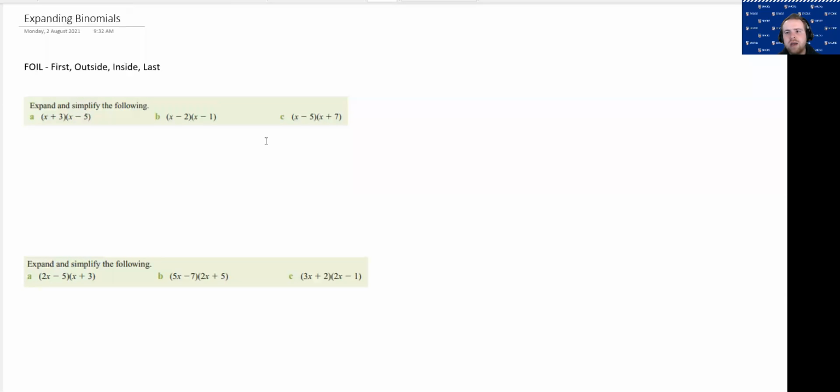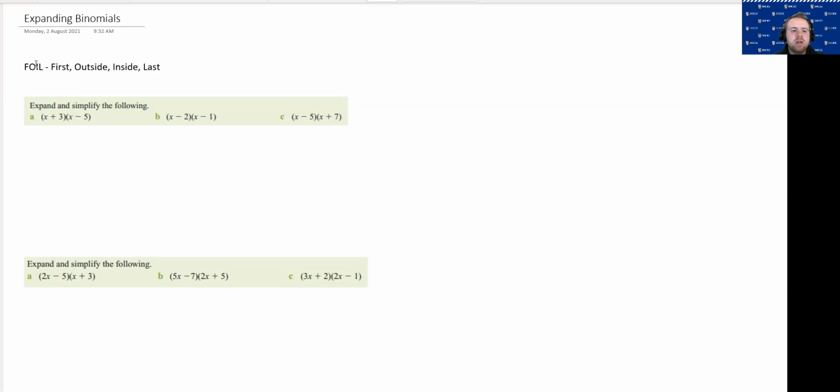Today we're going to be looking at expanding binomials. Now binomial just means two terms. So this is where we've got two terms that we're multiplying by another two terms, and we usually show that with brackets around them. We call this a binomial product because we're multiplying two terms with two terms. In short, we just call them binomials.